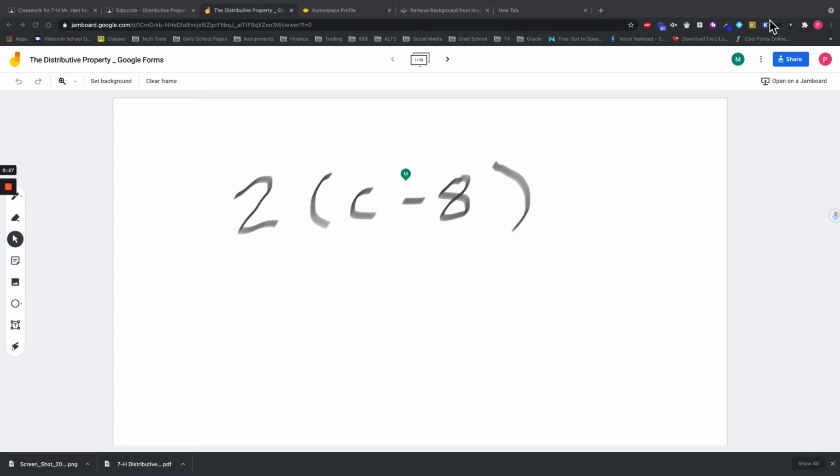I'm going to use some different colors to show you. Let's use blue first for the 2 and the c. So this is 2 times, and remember parentheses next to each other means multiplication, c, plus, and this is called expanded form, the 2 times negative 8.